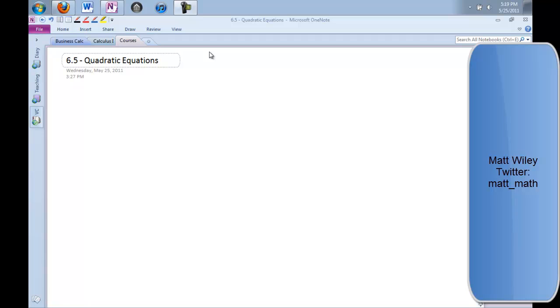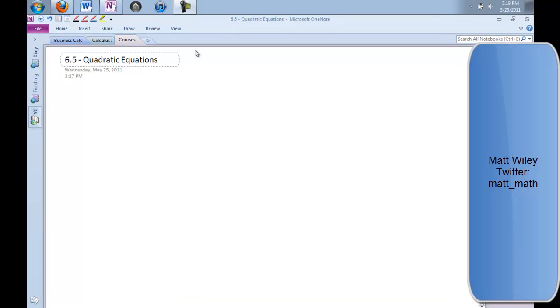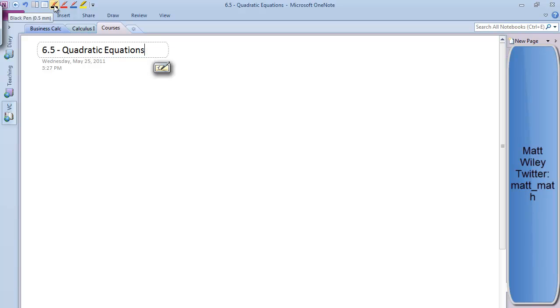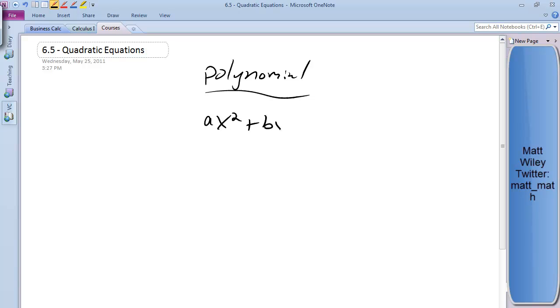Let's talk about quadratic equations. One of the big ideas of mathematics is the thing called a polynomial. These are things that look like ax squared plus bx plus c equals 0. And this is a quadratic polynomial because the highest exponent is 2. So this would be called a quadratic equation.